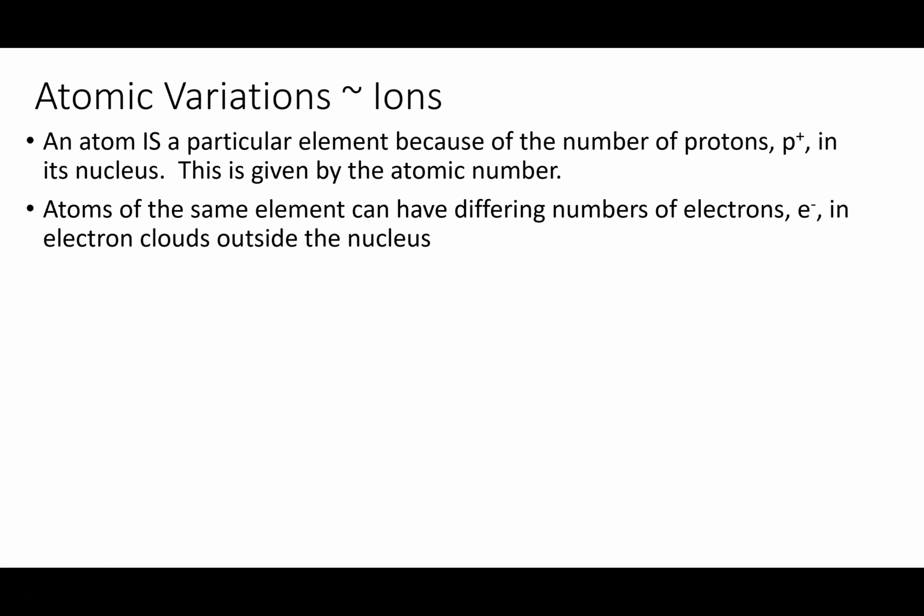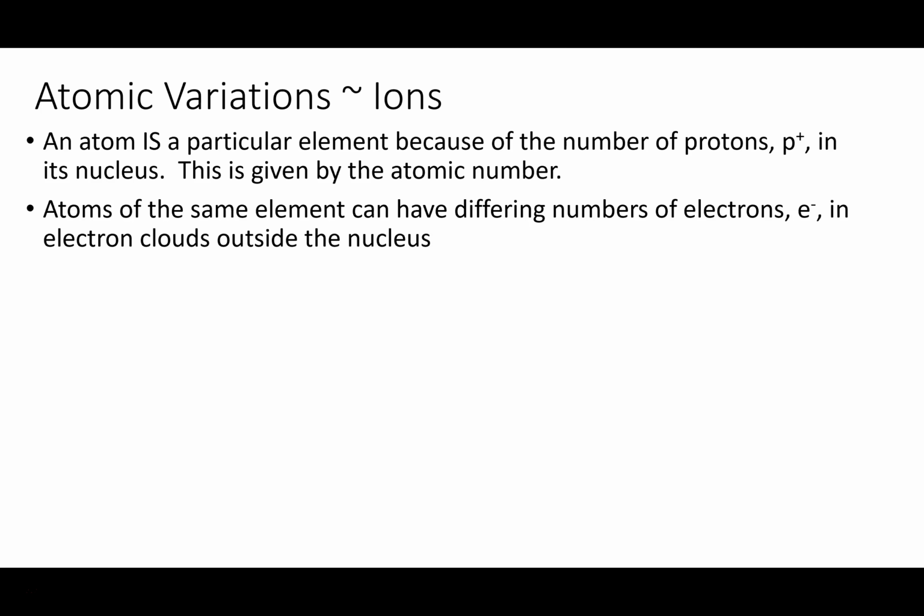So, starting out talking about the atom, we're careful about making sure that the number of protons in the nucleus is balanced by electrons in the cloud outside the nucleus. That makes what we call a neutral atom. But that's not always the case.